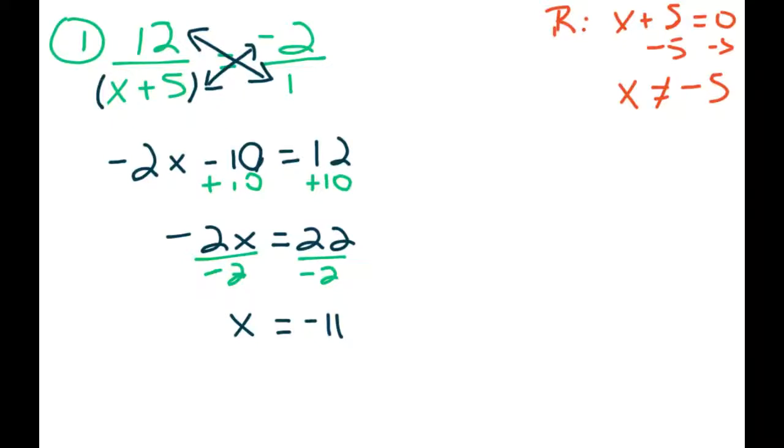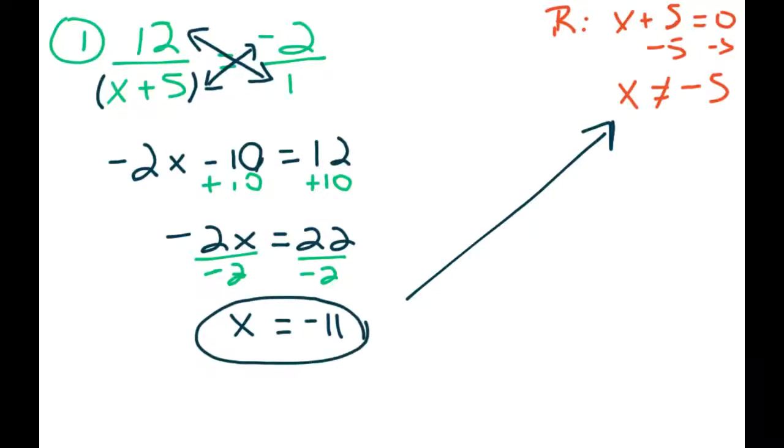Now we can check this by plugging it back into the original equation, or if you've got your calculator, you can graph it and see if it crosses the x-axis at negative 11. Now, we need to compare. It is not one of the restrictions we found, so this is my solution. And we are done with the problem. Let's do the next example.